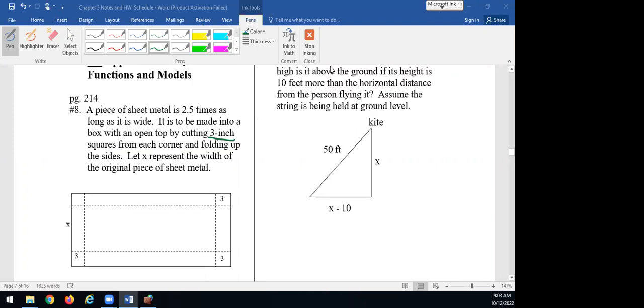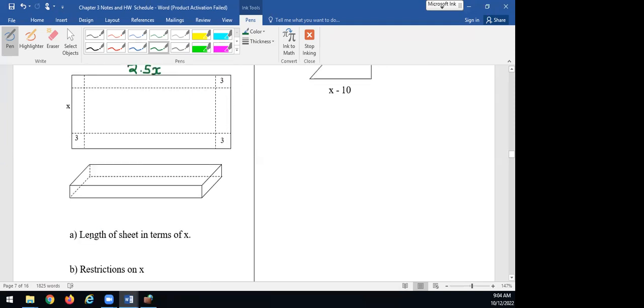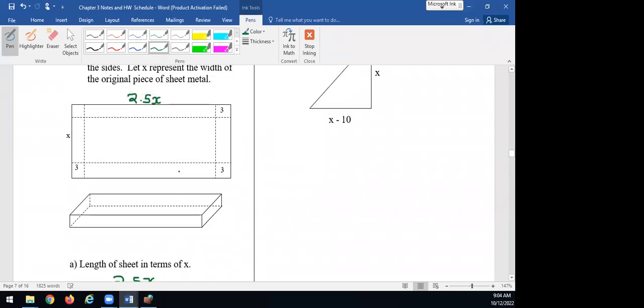So let's see if we can make some sense out of the problem now. We are told that the width of the original piece is x. So what is going to be the length? How many times is the length more than the width? They told us that. 2.5. So your length is going to be 2.5 times x. So you would have answered your first question. The length of the sheet in terms of x would just be 2.5x. Very, very easy. That's what they're asking you. Now, are there any restrictions on x?